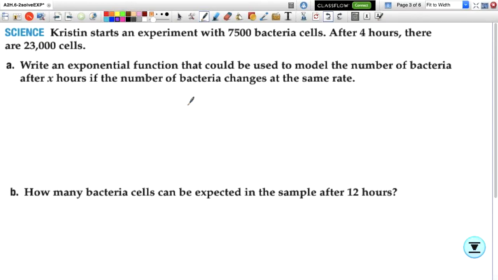It's important that you see how these connect to the real world because exponential growth and decay always do. So Kristen starts an experiment and it has 7,500 bacteria cells, okay? And she's looking at how the cells multiply. So after 4 hours, there are 23,000 cells. So just after 4 hours, it increased a lot. So they're telling us it's exponential. So they're telling us write an exponential function that could be used to model the number of bacteria after x hours if the number of bacteria changes at the same rate.